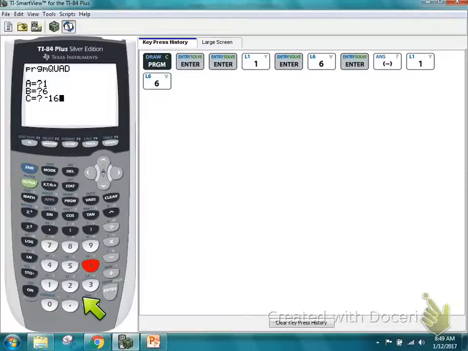Make sure you use the negative sign down here, not the minus sign. You want the negative sign itself. Hit enter. Next line is going to say discriminant. In this case, the discriminant was 100. Where was the 100 in our problem? Anybody remember? Underneath the square root, just as it should be.